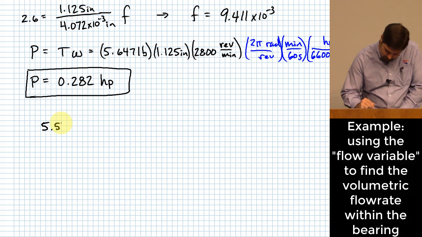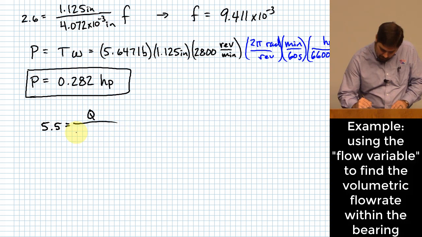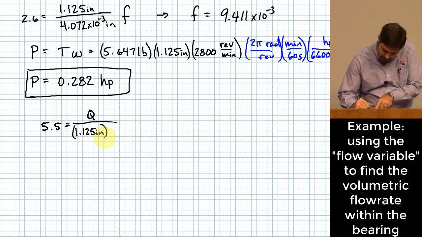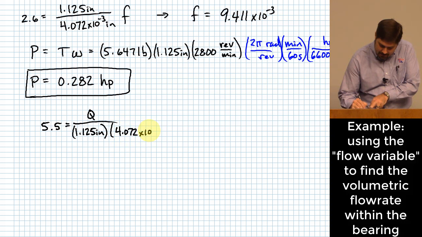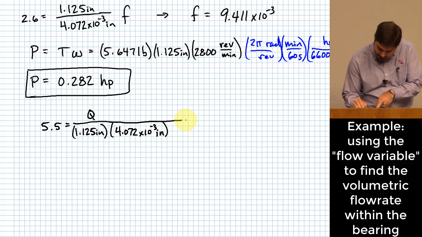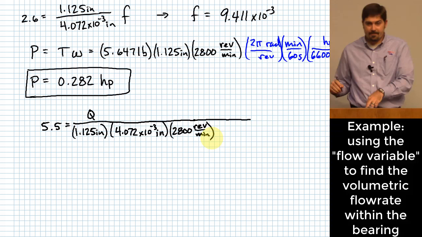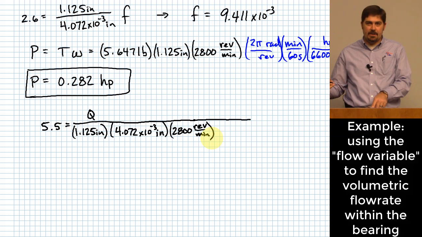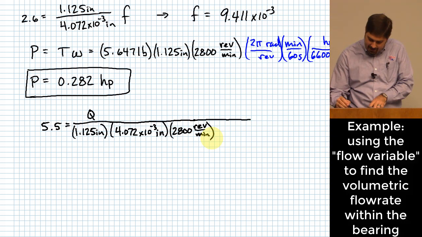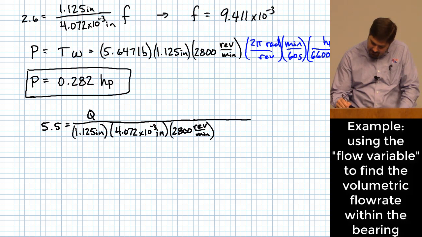Q over the radius that we have is 1.125 inches. The radial clearance that we had was 4.072 times 10 to the minus third inches. The N that we had was 2,800 revolutions per minute. But we don't want it in revolutions per minute. You can leave it in revolutions per minute, but it'll give you a flow rate as a per minute value instead of a per second value. So it depends on what you want. I believe what I did here in my notes is that I did convert that into a per second.